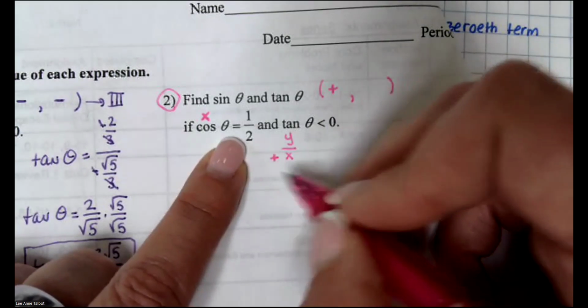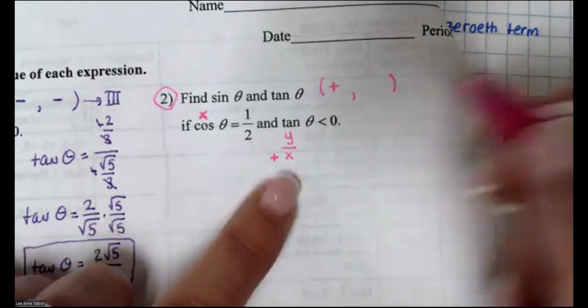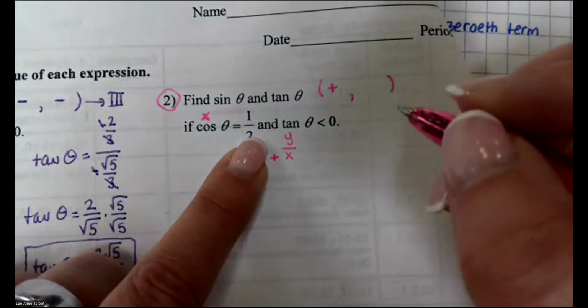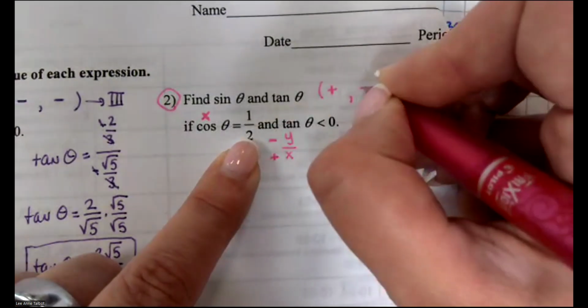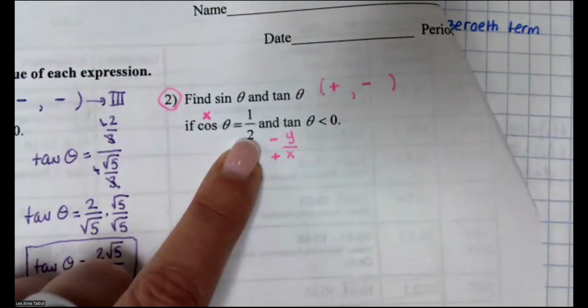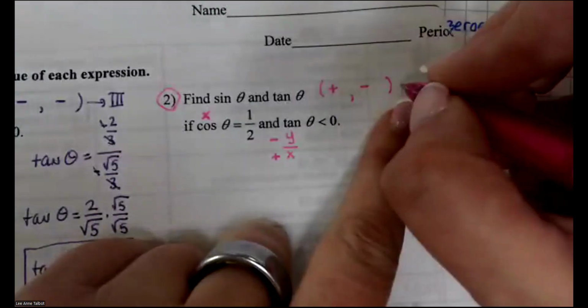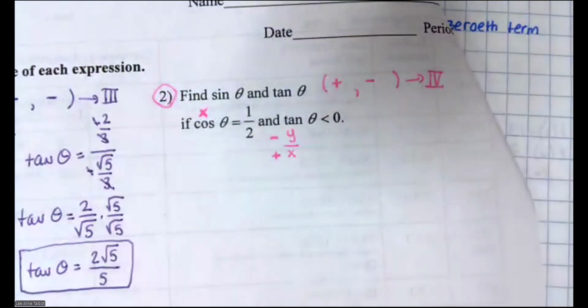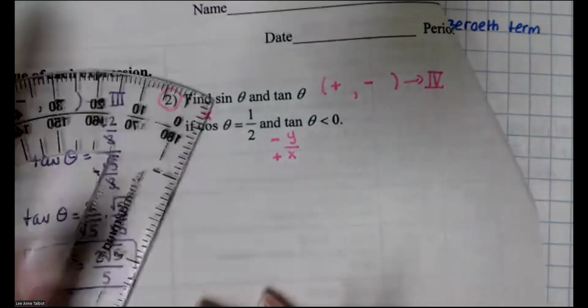So that means this fraction has to be negative. If the bottom is positive, then the top has to be negative. So y has to be negative. That's how I figure it out. And this would be quadrant 4. Positive and negative is quadrant 4.